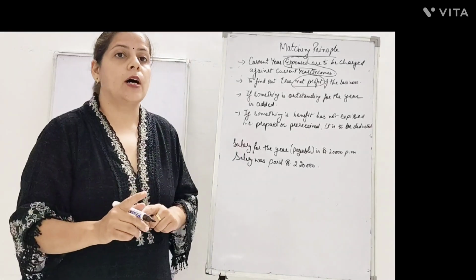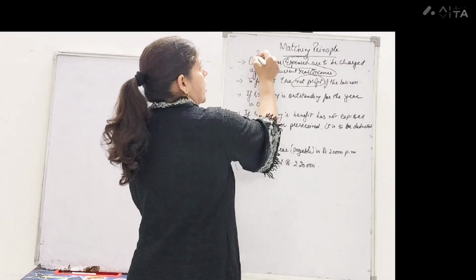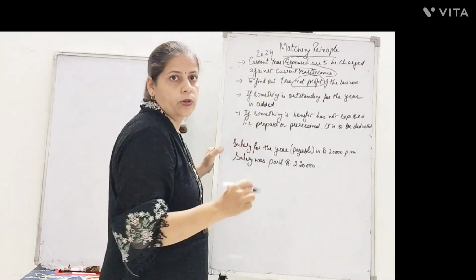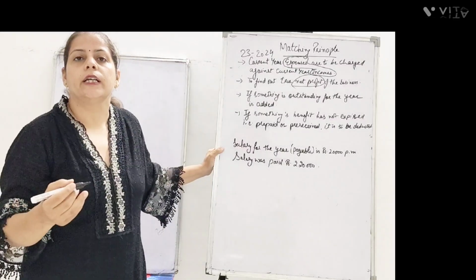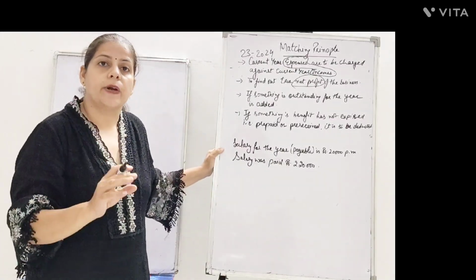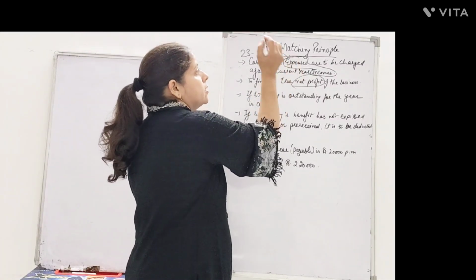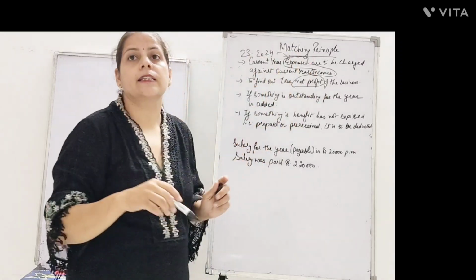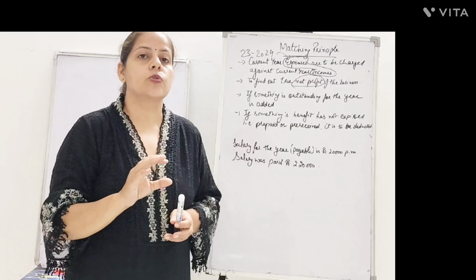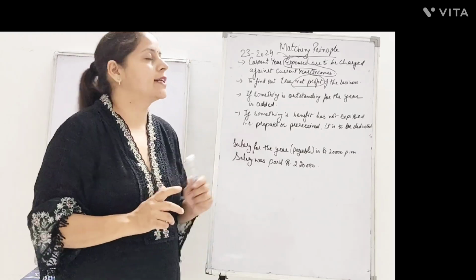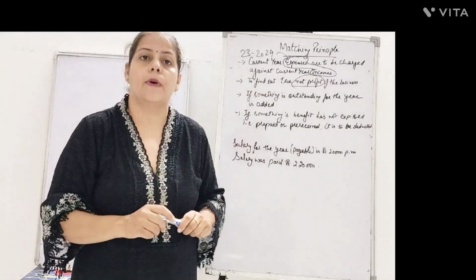So it should not be about, if you are talking about 2023-24, then the expenses of the same year should be charged against the income of the same year. Only then can you get the true value of your profits. That is what the matching principle is about.